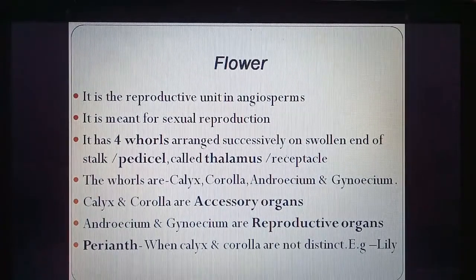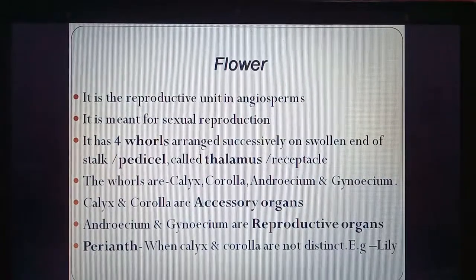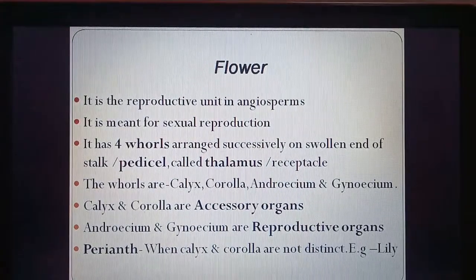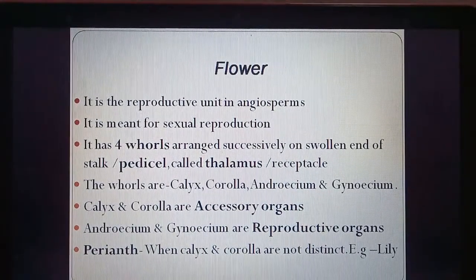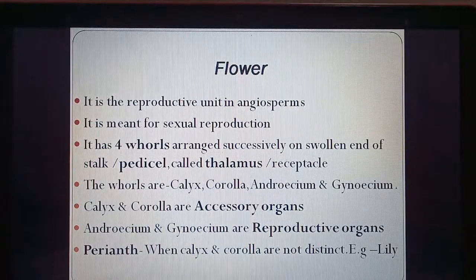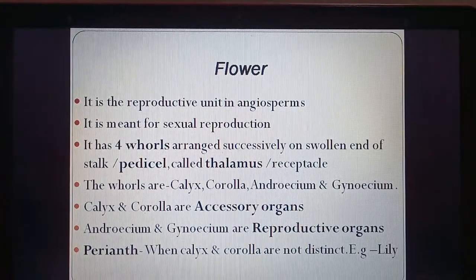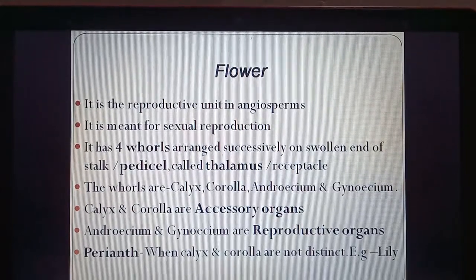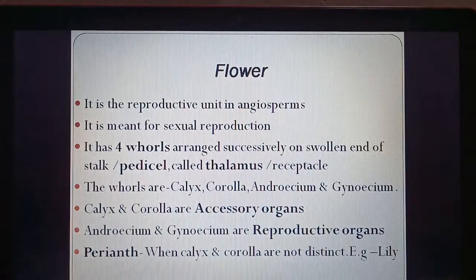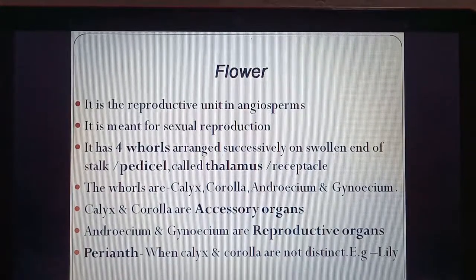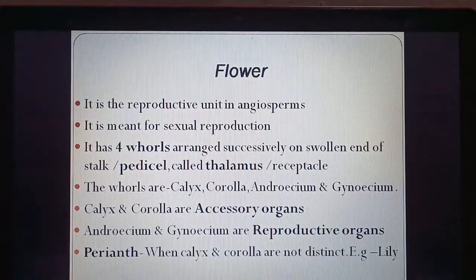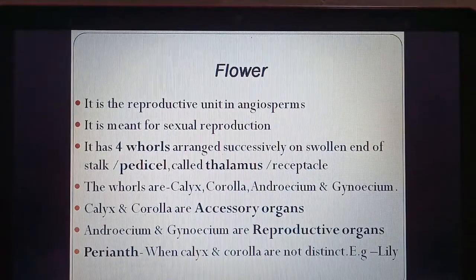So a flower has 4 circles in which parts are arranged successively one after another on the swollen end of a stalk or pedicel. So the whorls or the parts are arranged on a swollen part which is called thalamus or receptacle. It is cup shaped. And the stalk of the flower is called pedicel, by which the flower is attached to the stem.